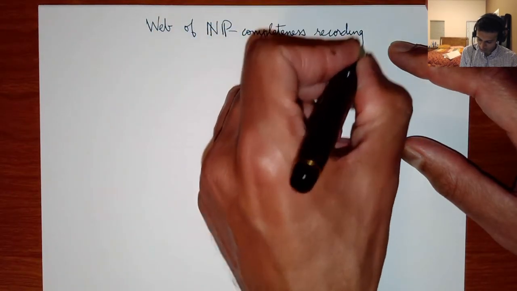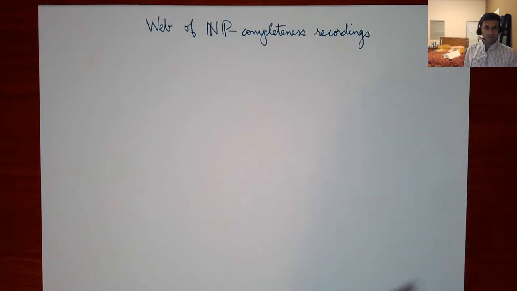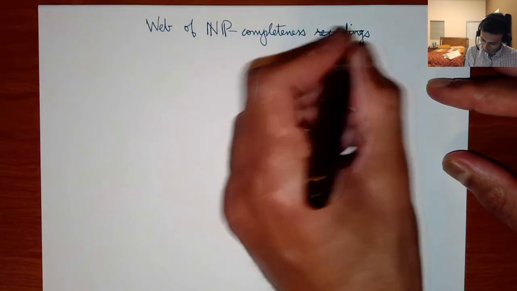Let me just go ahead and share the screen just a second. All right, so do you see it now? Yeah. And you started recording? Yes, I have. Okay. So the web of NP-completeness, I said recordings. What I meant was reduction.